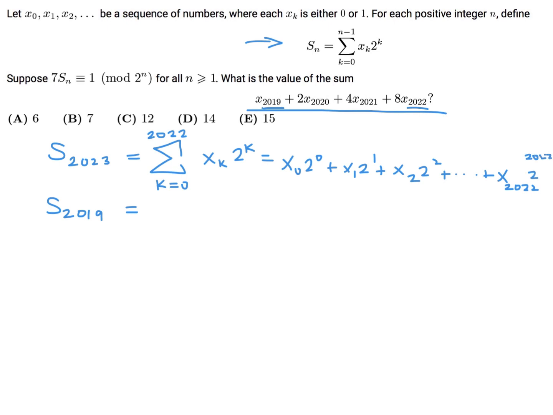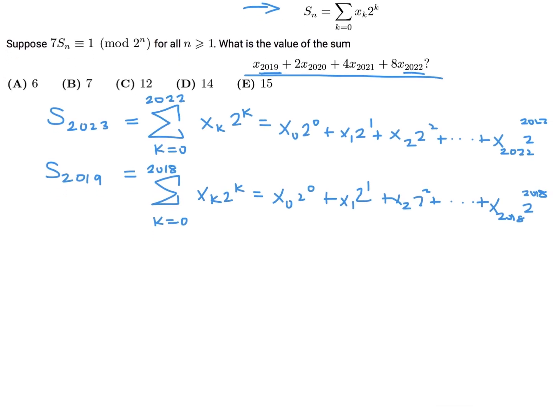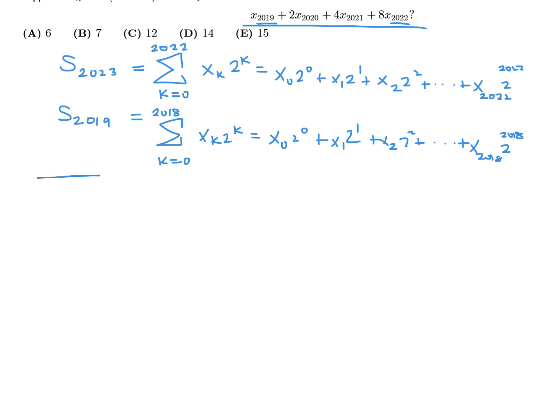Okay, and then similarly, this one is from k equals 0 to 2018, because it's n minus 1, of xk times 2^k. And that's going to be in the same way, x0 times 2^0, plus x1 times 2^1, plus x2 times 2 to the power of 2, plus and so on, all the way to x2018 times 2 to the power of 2018. Okay, so now what we need to do is subtract these guys.